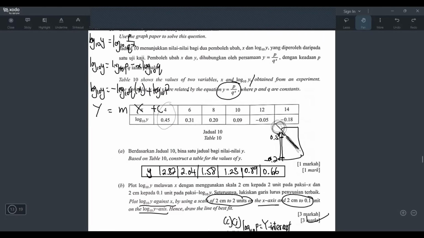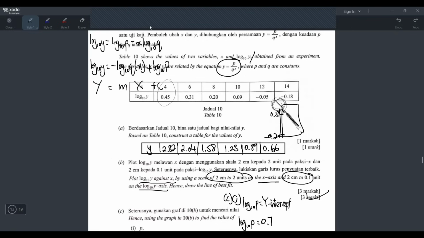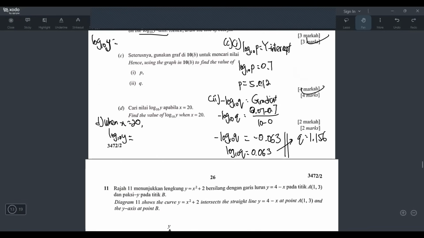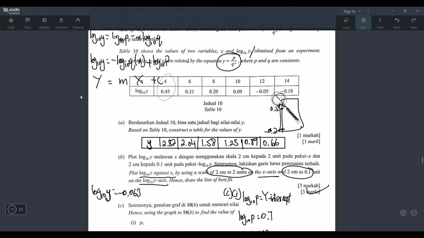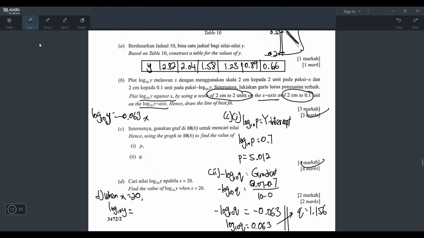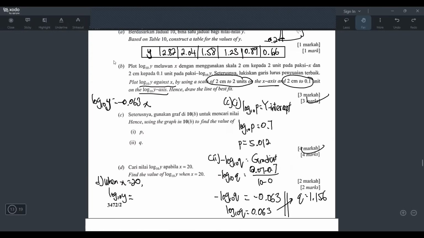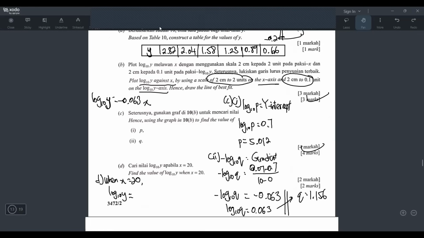Okay, so we use the equation to help us. So we all know the equation already. It's log 10 y equals to the gradient. But the gradient, we already know just now. What's the gradient? Negative 0.063. So this is negative 0.063. And then the x-axis is just the x. And then y-intercept is plus 0.7. Yeah. So this is the equation of the straight line.